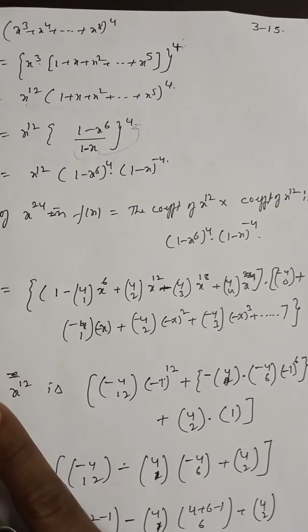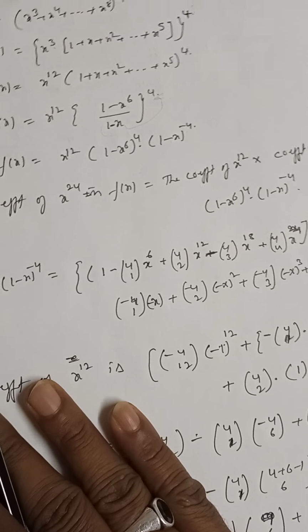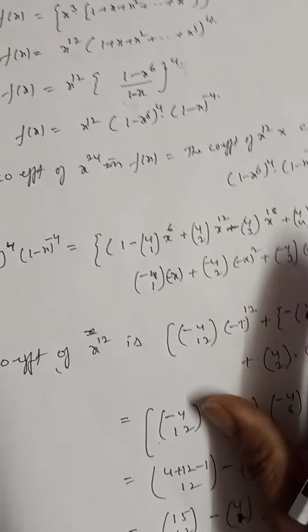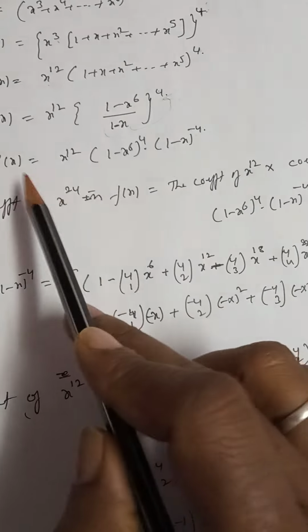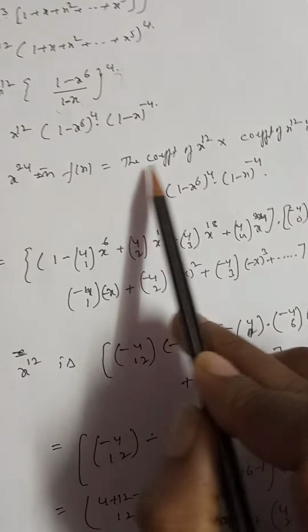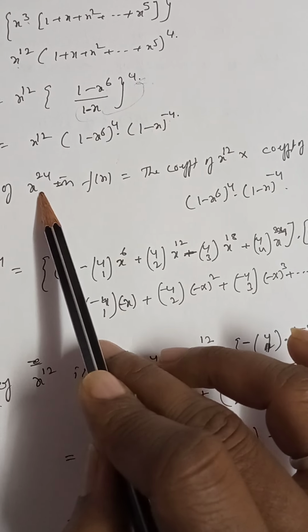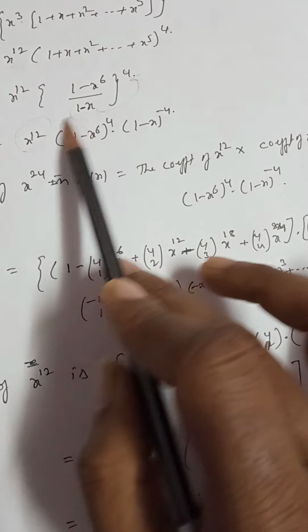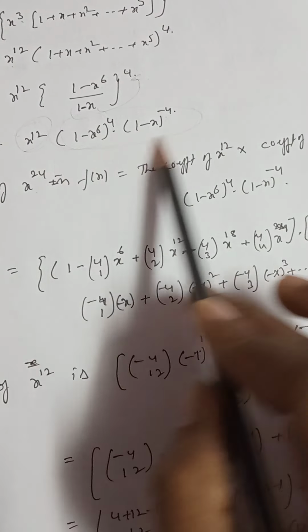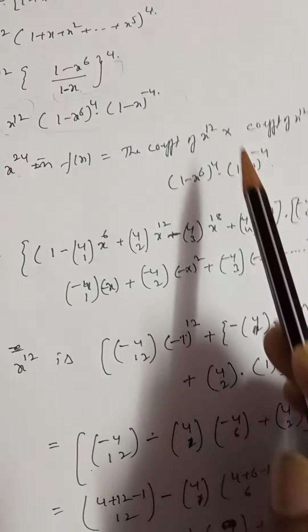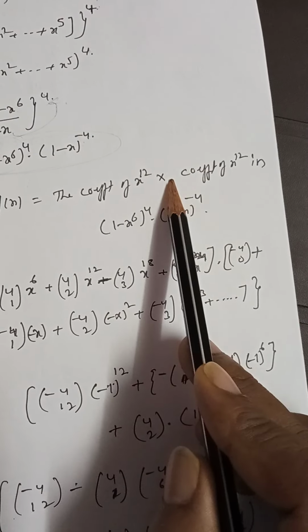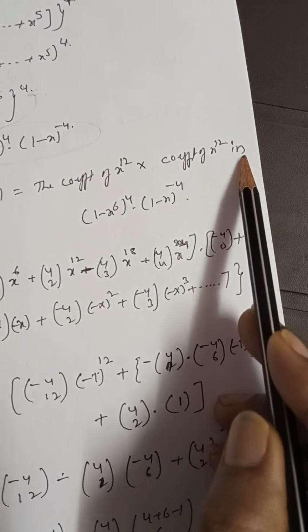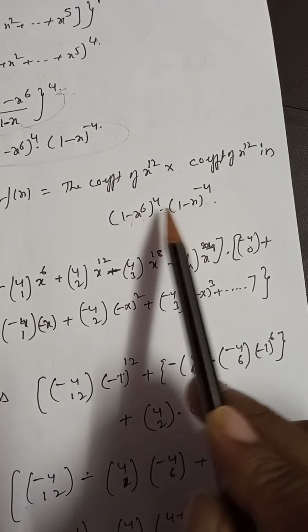Now what is our aim? Our aim is to find the coefficient of x to the power of 24 in f(x). Now this is the entire f(x). The coefficient of x to the power of 24 is nothing but the coefficient of x^12 in this entire expression, right? The coefficient of x^12 in this expansion, right?